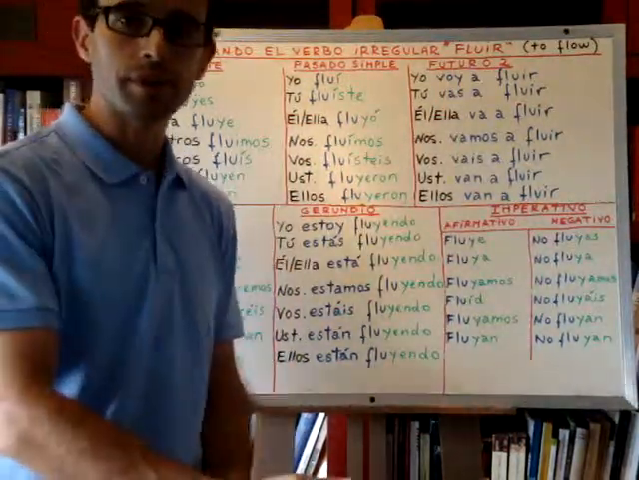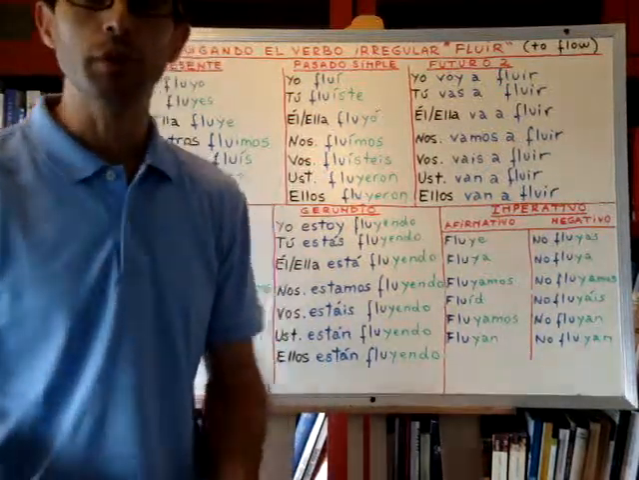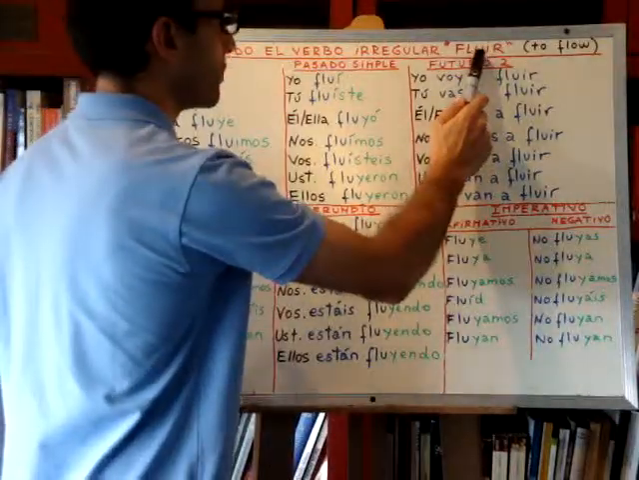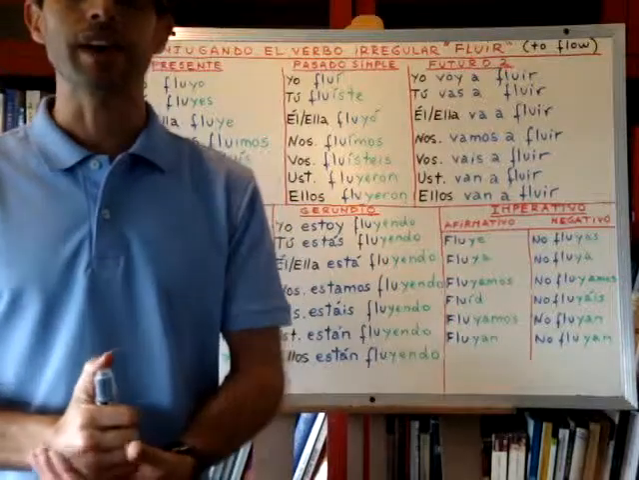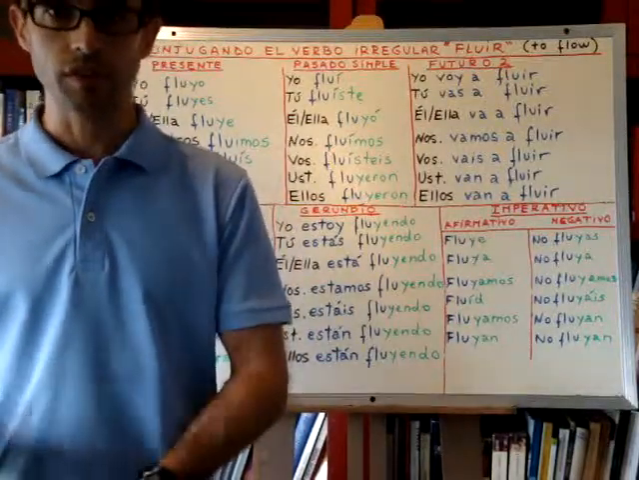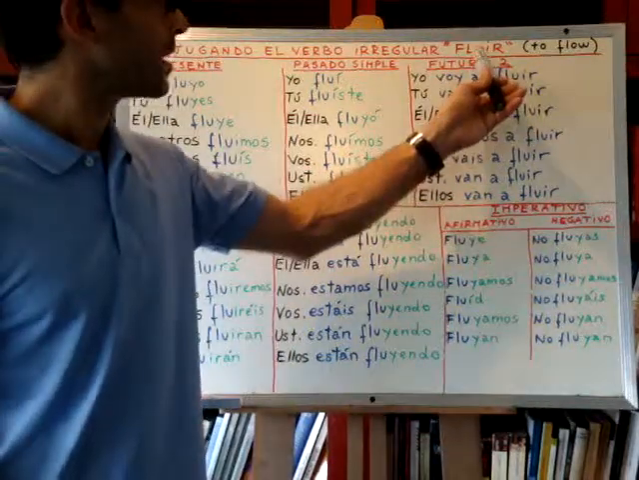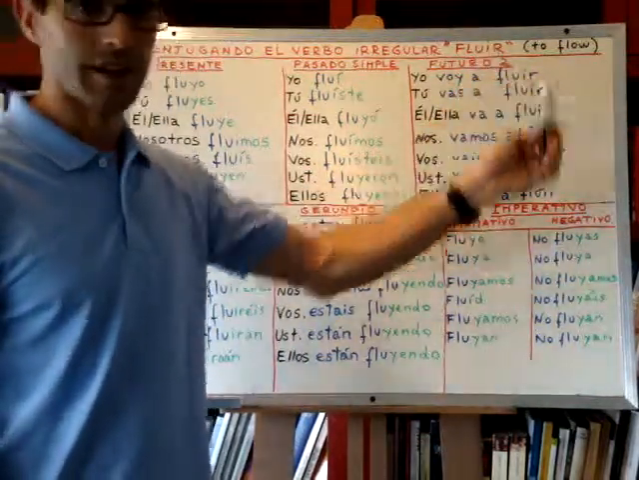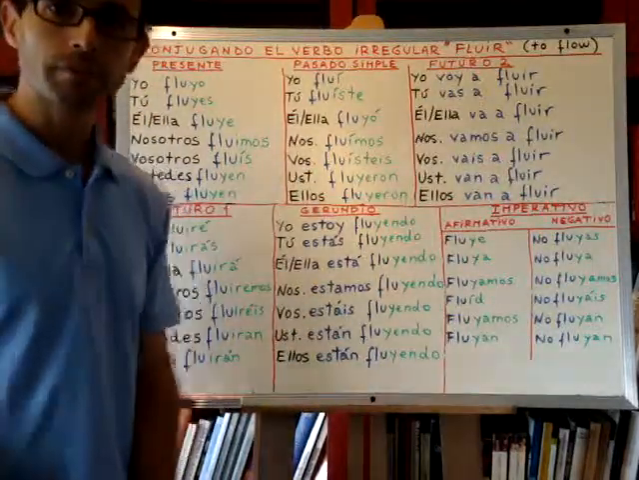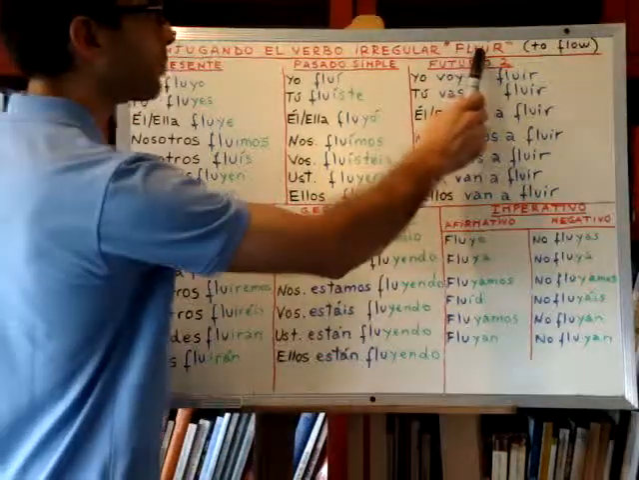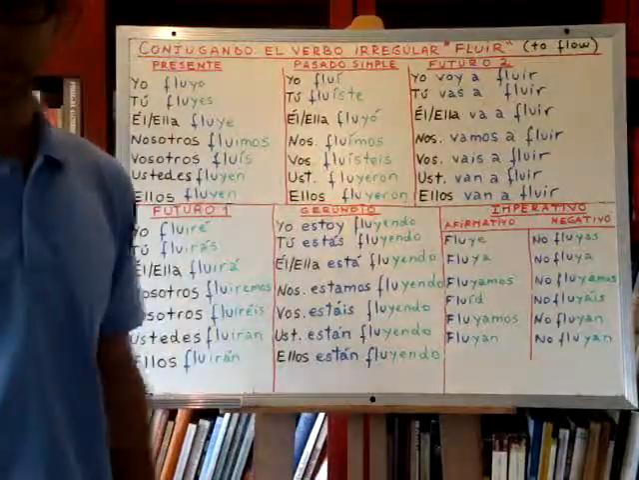And there is a pattern in this irregular verb that repeats itself with all the irregular verbs that have the same ending, UIR. Hay un patrón que se repite, that repeats itself, con todos los verbos que tienen la misma terminación, U y R. Por eso quiero mostrarles cómo se conjuga este verbo y para que sepan que todos los verbos que terminan en U y R tienen la misma irregularidad.